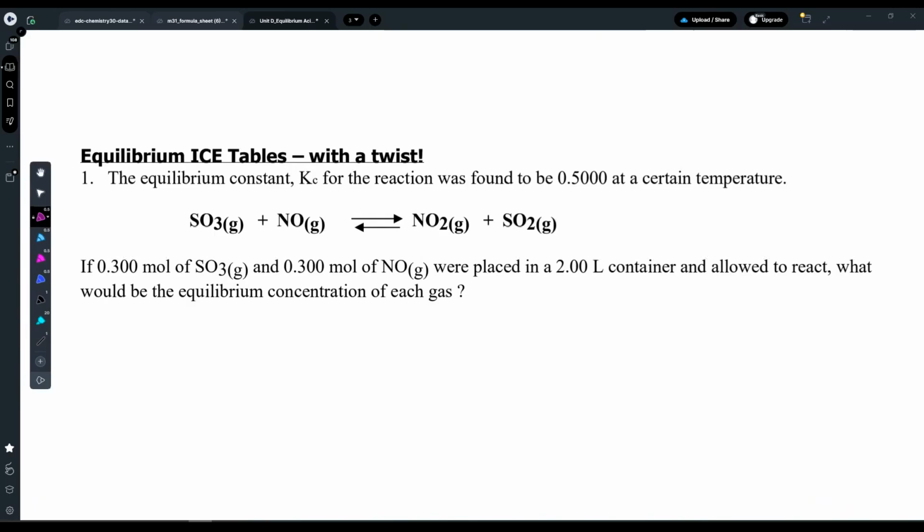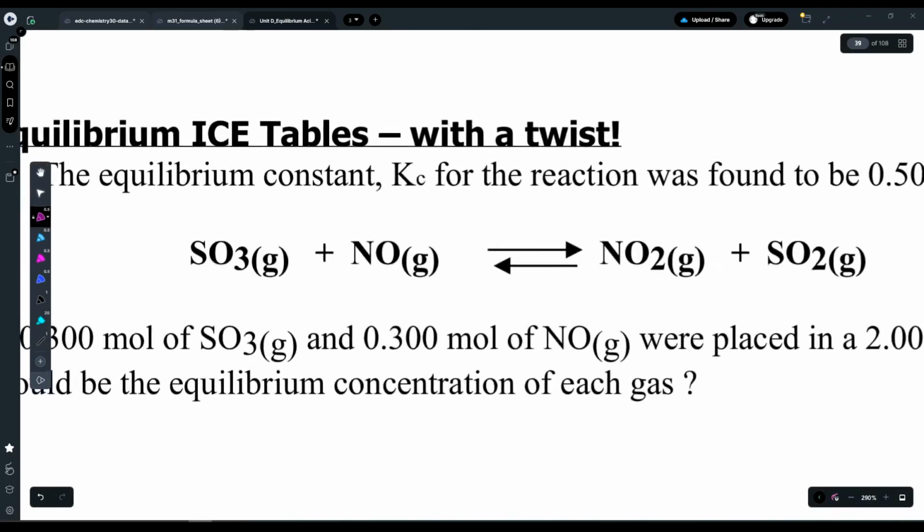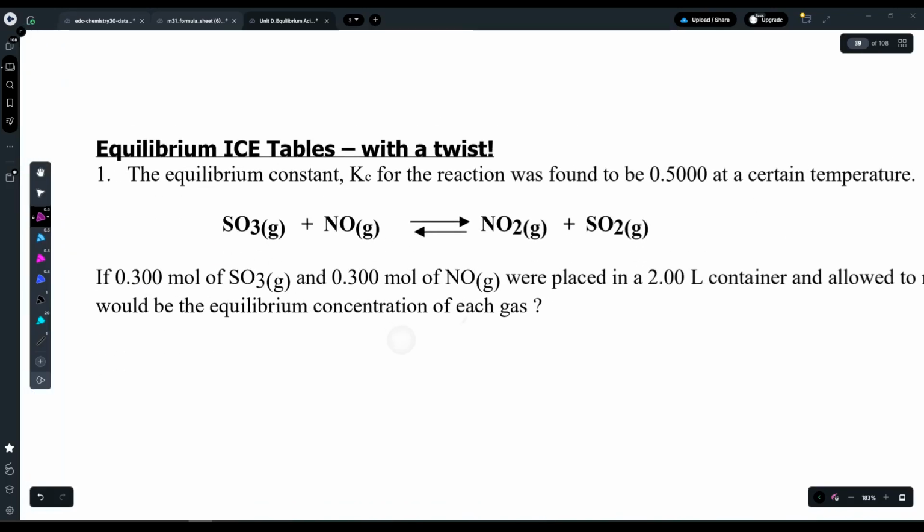So here we've been given our reaction, and let's just double check to make sure it's balanced. One nitrogen on each side. We've got 4 oxygens on the reactant side, 4 on the product side, that's balanced, and 1 sulfur on the reactant and product side, so it's already balanced.